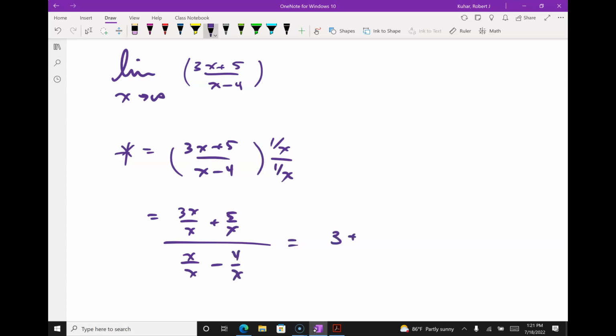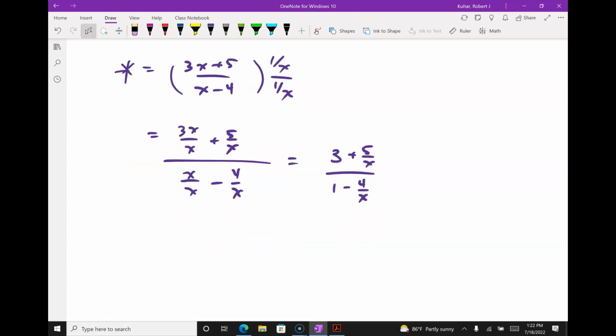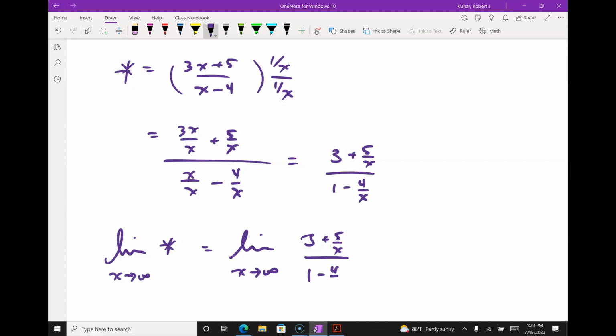So I get 3 plus 5 over x over 1 minus 4 over x. And that's what I'm going to apply my limit to. So the limit as x goes to infinity of star is the limit as x goes to infinity of 3 plus 5 over x over 1 minus 4 over x. But I know where both of those go. Where do they go?